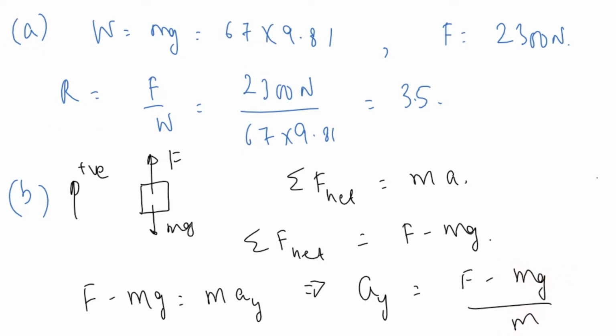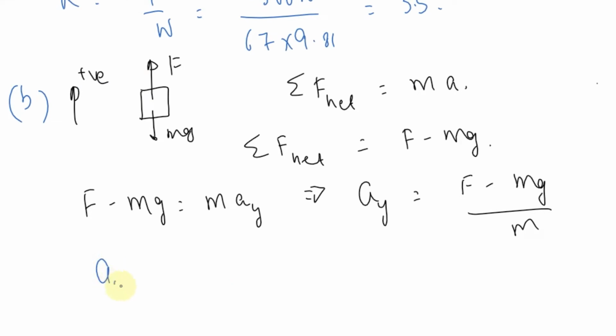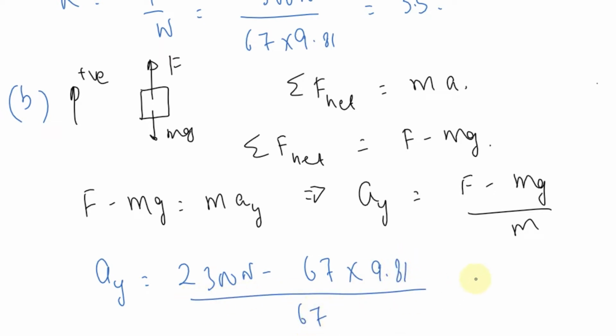Now we can put in the values to find the acceleration ay. F we have 2300 Newton, mg is 67 times 9.81, and then divide by the mass, 67 kg. On solving you'll get this value to be 25 meter per second squared, and the direction is upward because it comes out to be positive, that is why upward.